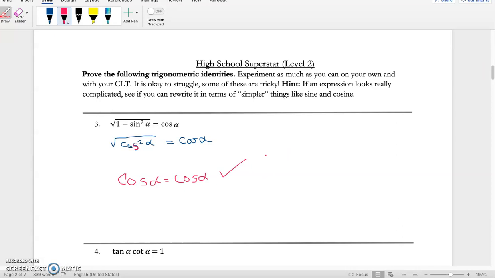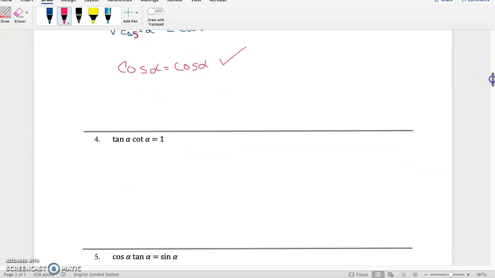Now, we could have done it a different way and substituted to see that cosine of alpha somehow could give us 1 minus sine squared of alpha. But in fact, we want to use the most complicated side to help us simplify that side so that we can get the easier answer, okay? All right, so let's look at number 2.